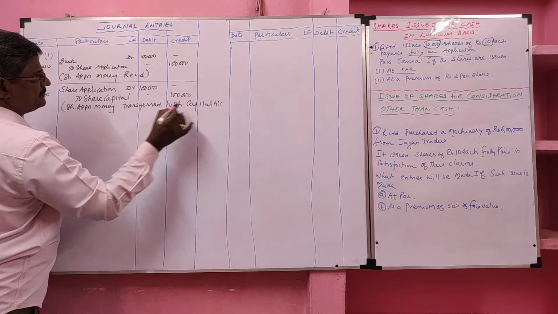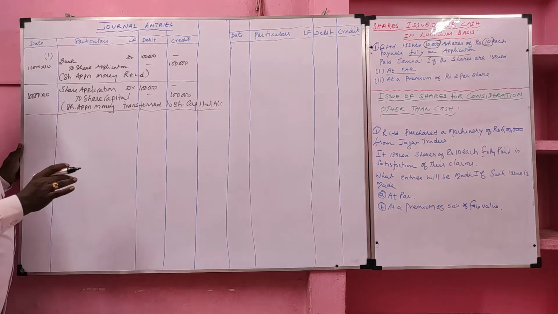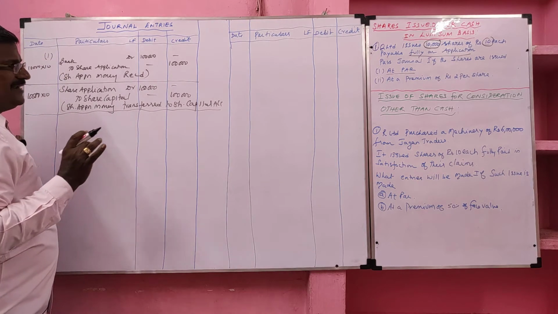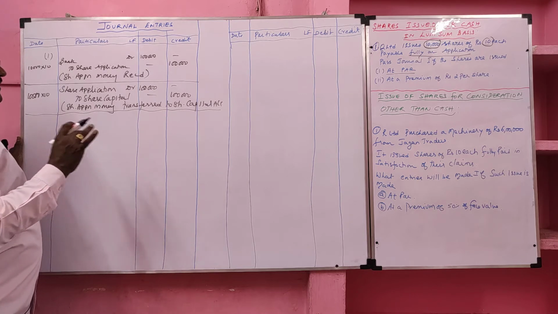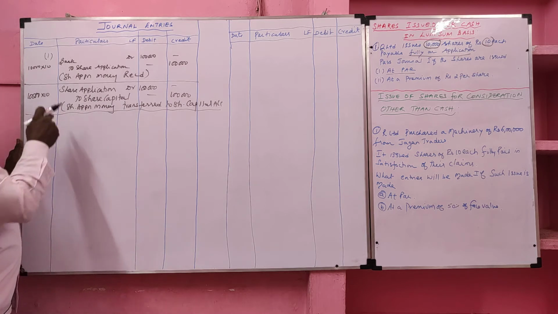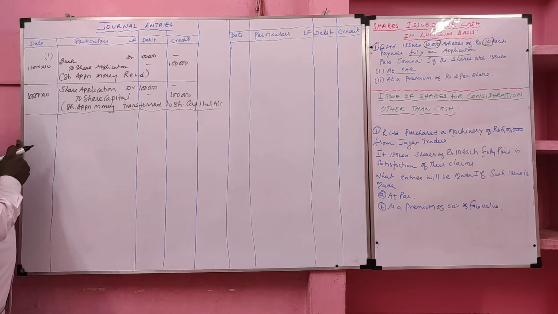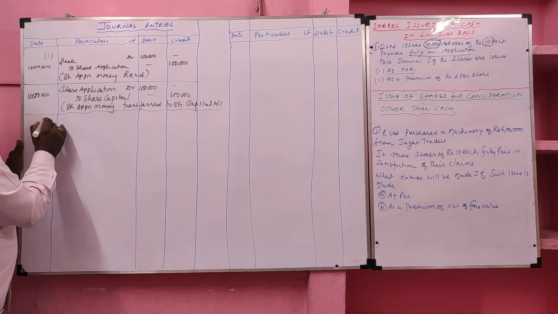Listen students, here the company is issuing 10,000 shares, each share value rupees 10. The entire share money of 10 rupees they are collecting on application. So we have to record two entries. One is the share application money received entry. Another one is the share application money transferred to the share capital. So bank account debit to share application. The second entry, share application to share capital. Over.